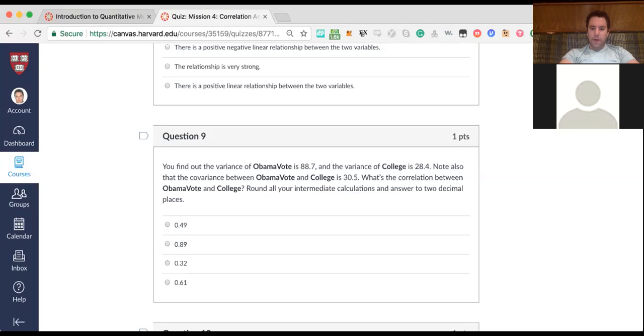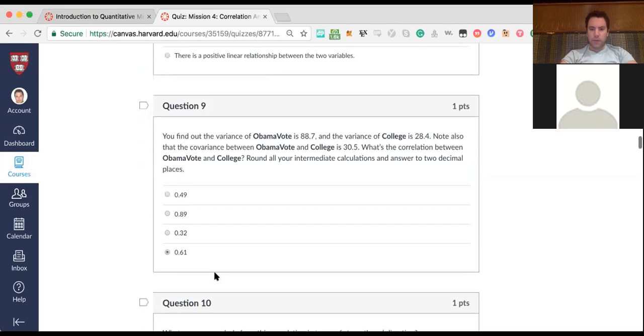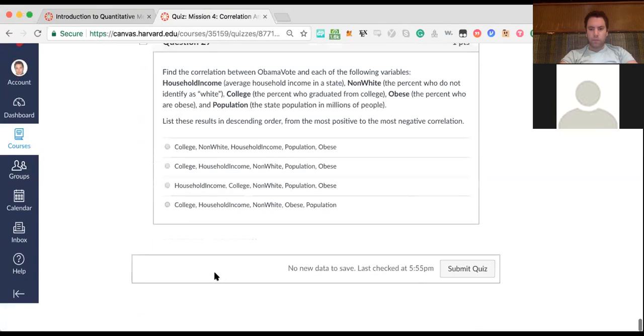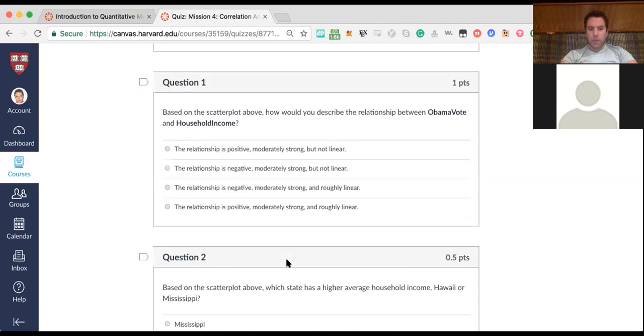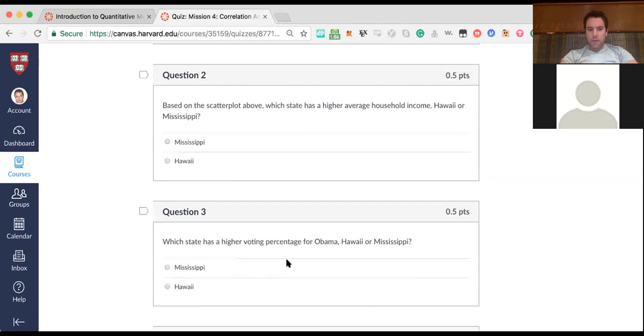So you did 30.5 divided by the square root of 88.7 multiplied by the square root of 28.4, and you got 0.61. And I think that's also what I got as well. So we came up with the same answer. So that's how you would answer that question. We could check if that's right. And maybe we'll cover one more question in the last 5 minutes.